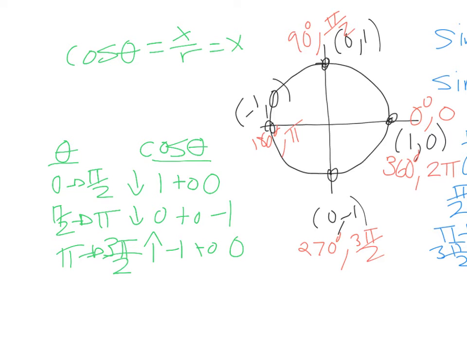And finally, we'll look at when it's going from 3 pi over 2, which is 270, to 2 pi, or 360. It's going to increase further from 0 to 1. Okay, so that is cosine, and the last one is going to be tangent.